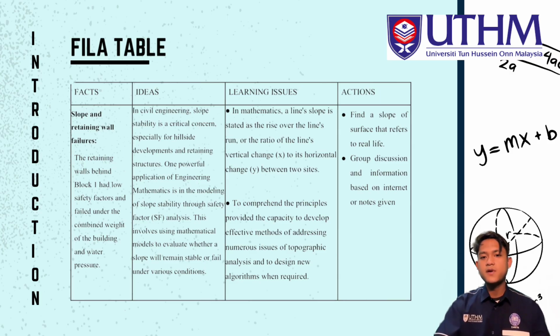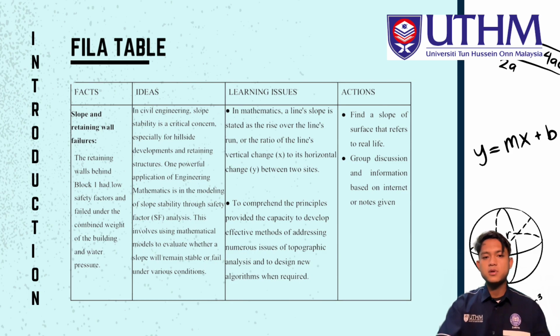Let's start with the fact column. We observe a real-world issue where the retaining wall behind block 1 failed due to low safety factor. The failure was caused by the combined weight of the building and water pressure. This highlights how important understanding slope stability is.